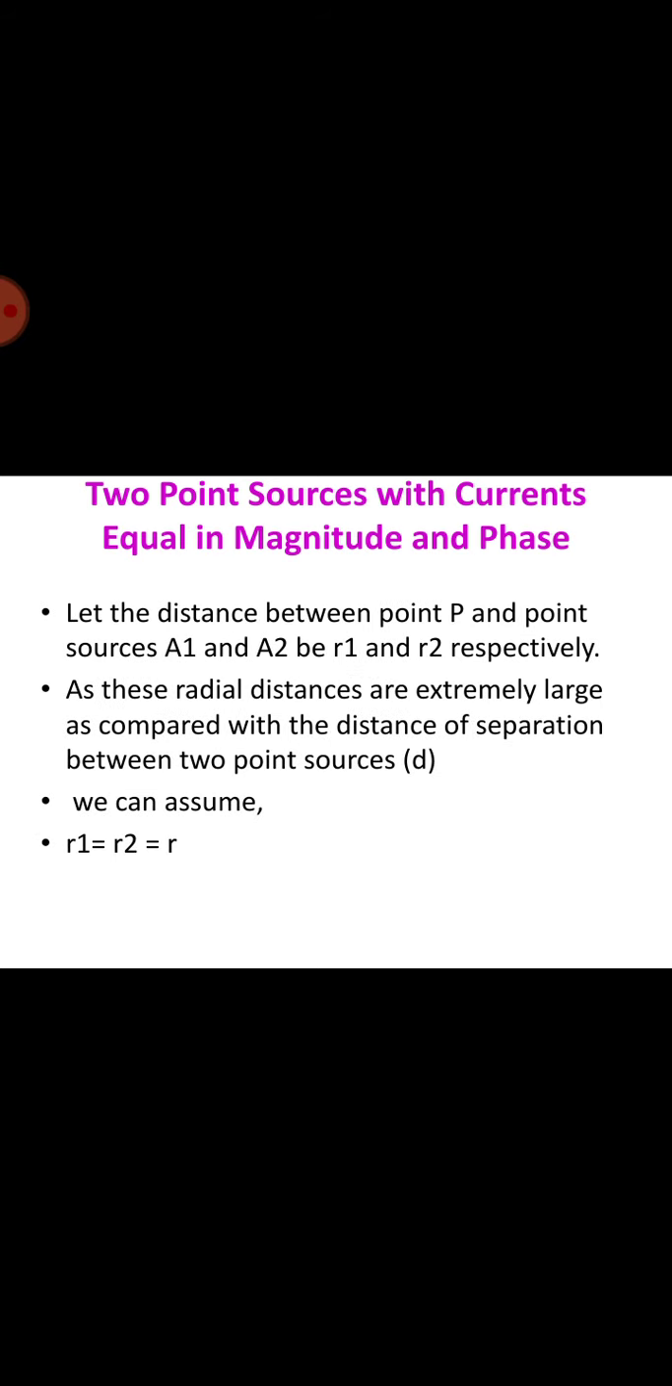Consider that both the point sources are supplied with currents equal in magnitude and phase. Consider point P away from the array, and now let the distance between point P and point sources A1 and A2 be R1 and R2 respectively. As these radial distances are extremely large compared to the distance of separation between the two point sources, we can assume that R1 is equal to R2, that is equal to R.